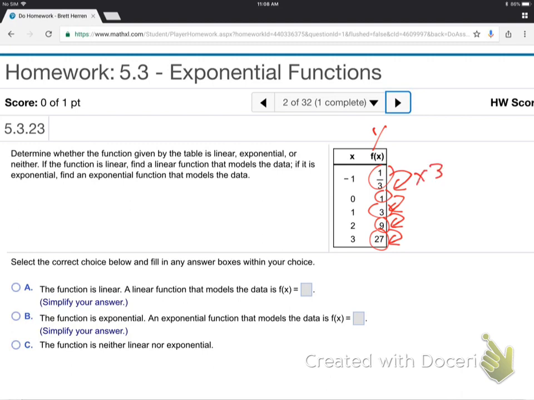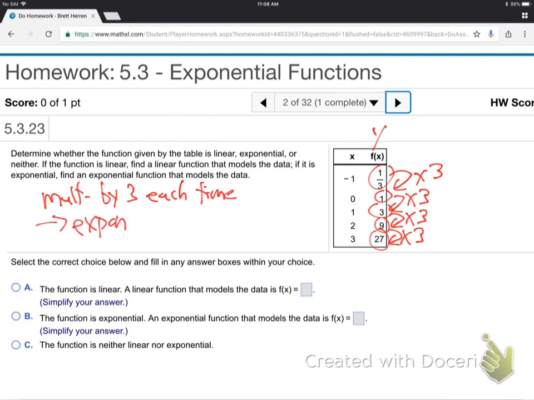Because 1/3 times 3 is just 1. And 1 times 3 is 3. And 3 times 3 is 9. And 9 times 3 is 27. It's multiplying by 3 every time, isn't it? So what does that mean? It's multiplying by the same number each time. So that means it is exponential. The function is exponential. If it was adding the same number every time, that would be linear. If it's multiplying the same number every time, that's exponential.